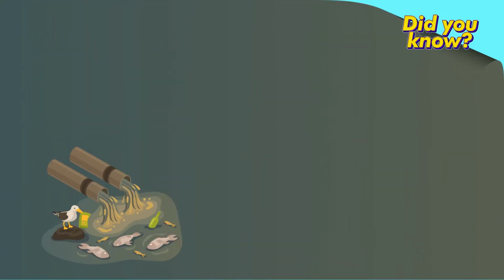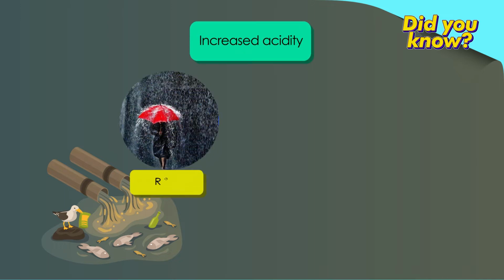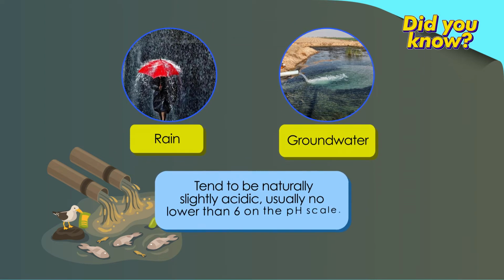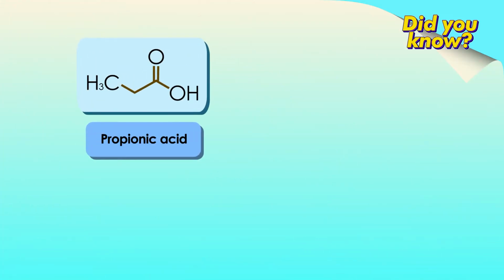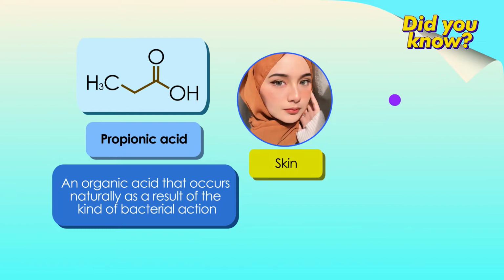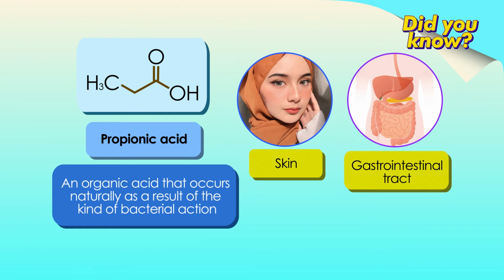One of the most devastating side effects of pollution is increased acidity in rain and groundwater. Rain and groundwater tend to be naturally slightly acidic, usually no lower than 6 on the pH scale. Propionic acid is an organic acid that occurs naturally as a result of the kind of bacterial action found on skin or in the gastrointestinal tract.